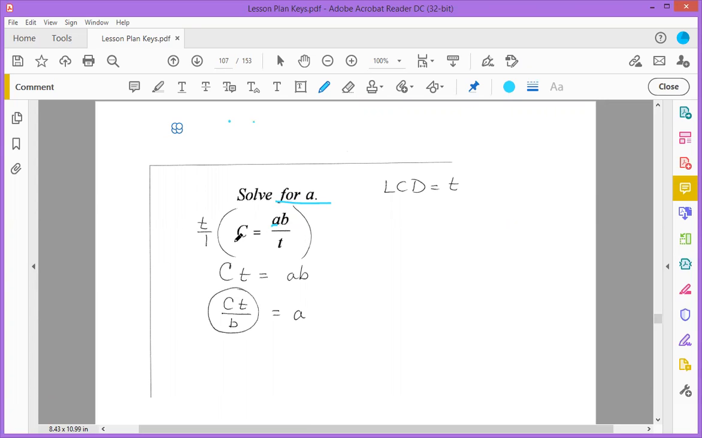Remember, you could also solve this by cross multiplying, right? So C times T gives us CT, and then A times B will give us AB. AB times 1 gives us AB. To solve for A, we're just going to divide. We're dividing both sides of the equation by B. The B's are going to cancel on the right side, and that leaves us with CT divided by B. This is our answer.